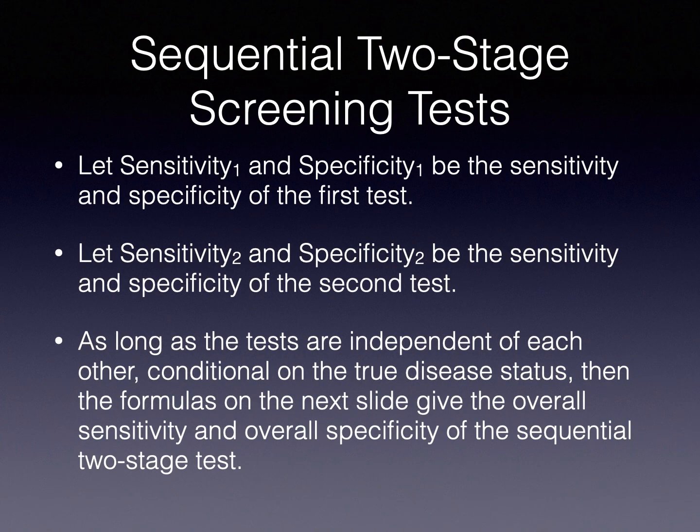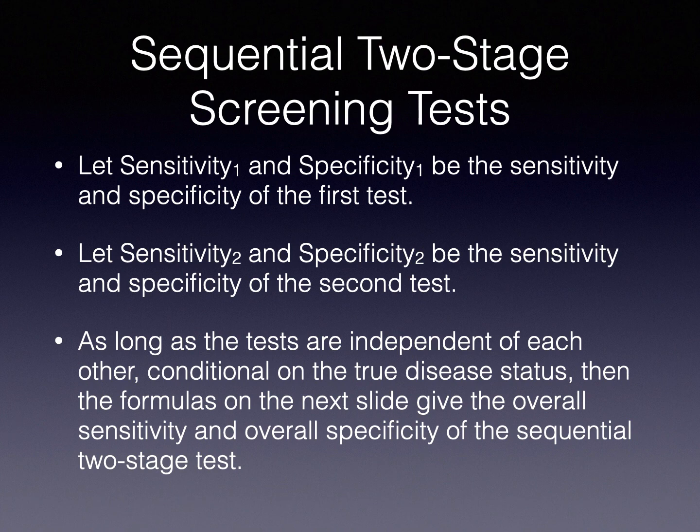Now we want to derive the sensitivity and the specificity for this sequential two-stage screening test. And the sensitivity and specificity for this two-stage test is going to depend on the sensitivity and specificity values for the two individual tests. And so let sensitivity 1 and specificity 1 be the sensitivity and specificity of the first test. Let sensitivity 2 and specificity 2 be the sensitivity and specificity of the second test.